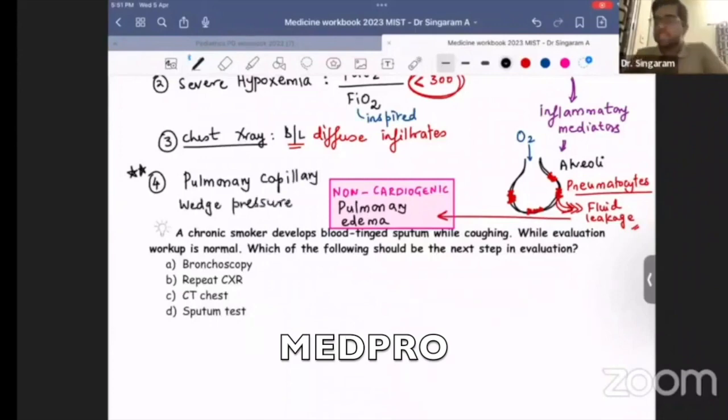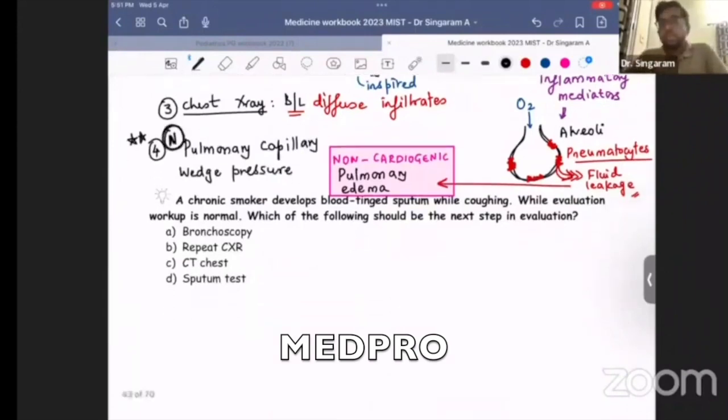What will happen to the wedge pressure? This will be normal. That is the point which I wanted to convey. Why do I want you to know the normal pulmonary capillary wedge pressure? Because if the pulmonary pressure is increased, what does it tell you?